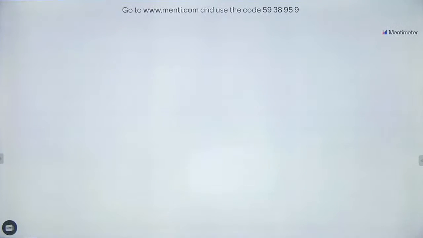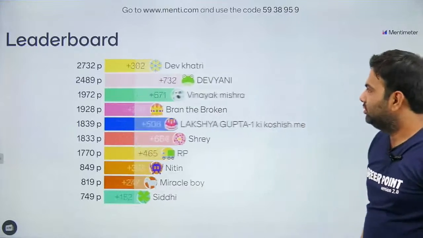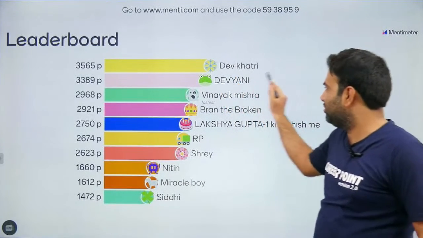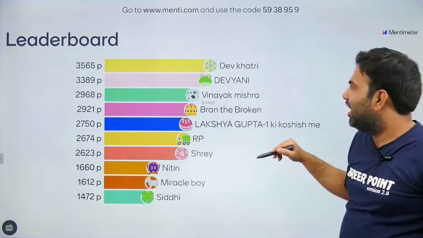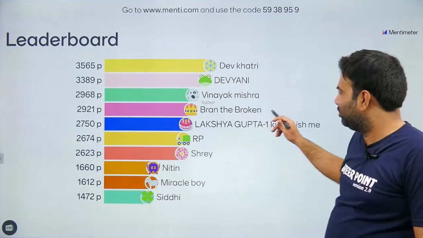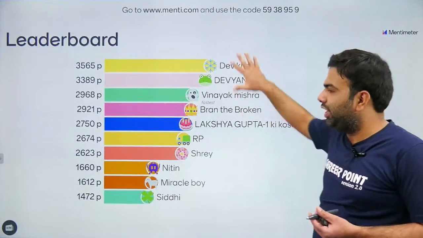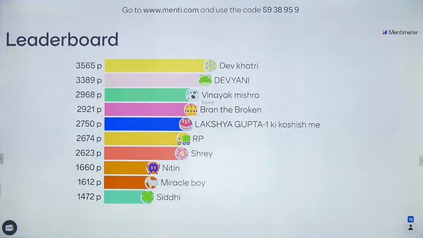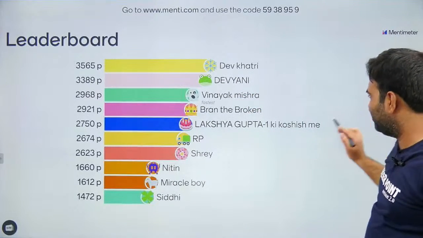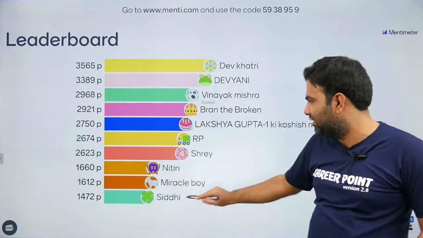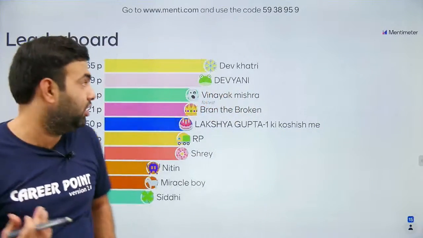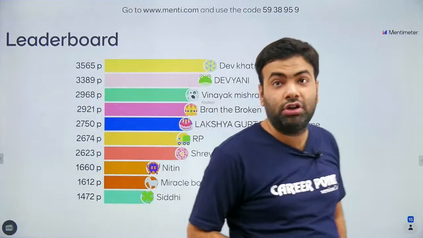Now let's see the ranking of all of you according to the leaderboard. There is some shuffling, as I can see. Dev is on first. Devyani is consistently on second, and the difference between them is not too much. There may be shuffling. Vinayak Mishra has given the answer fastest. Try to keep your original name, because we are going to publish the results of toppers. If you write your original name, that will be good for you. Then Lakshya Gupta is there, who is trying to get first. Then RP, Shrey, Nitin, Miracle Boy, and Siddhi. Try to keep your original name, so that if you are in the top 3, we can publish your name along with your photo.